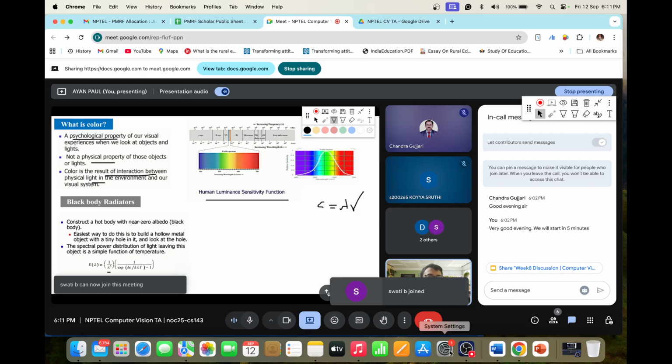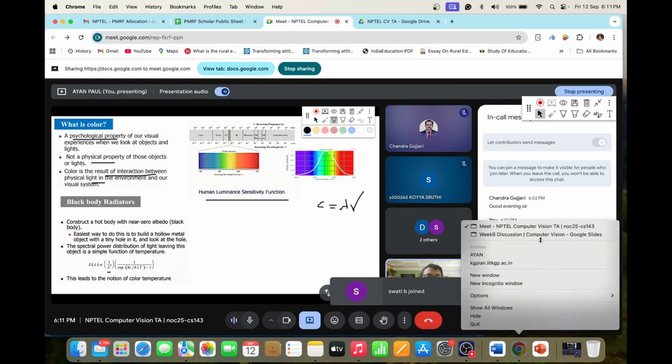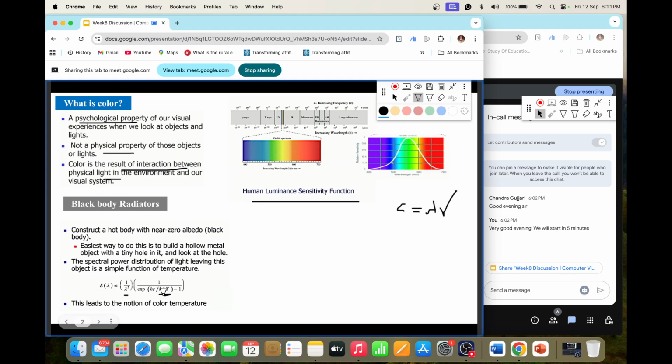Yeah, lambda to the power 5. Lambda is the wavelength associated with it. And the second thing, why it is important, is that this also gives the relationship of the spectral power that the object is radiating, which is inversely proportional to lambda: 1 by e to the power hc by k lambda T minus 1. So it is inversely proportional to this temperature, and this leads to the notion of color temperature. Each color will have a temperature because each color is associated with a wavelength, and this depends on the temperature. This is known as the spectral power distribution of light leaving from a black body.